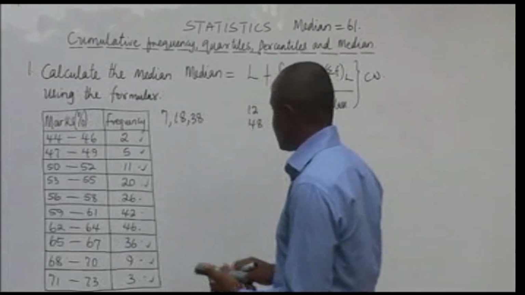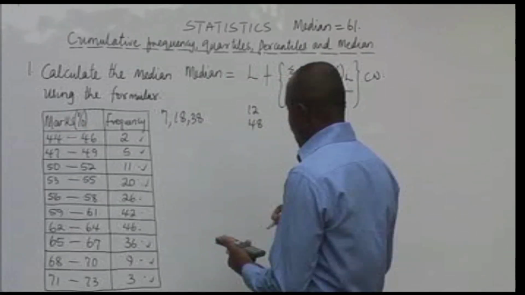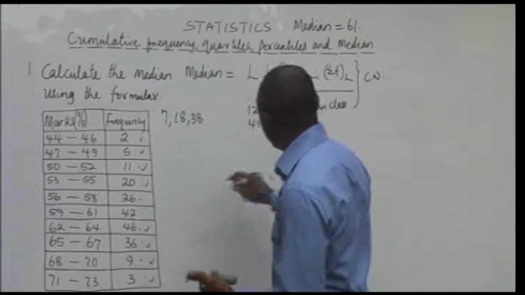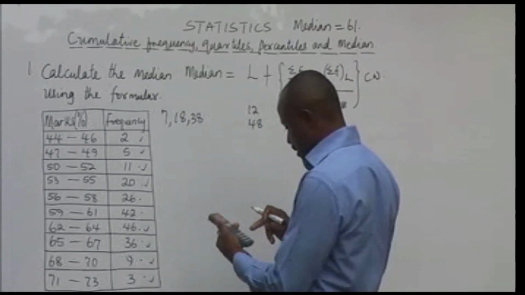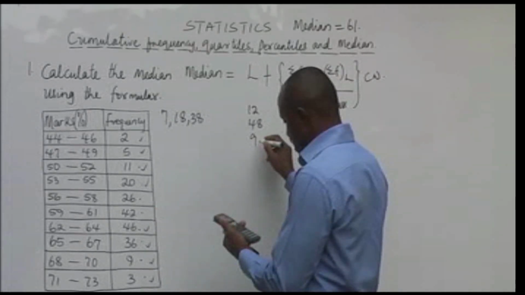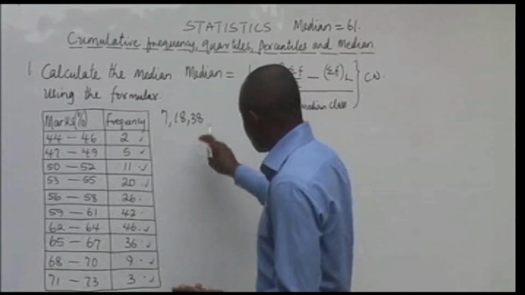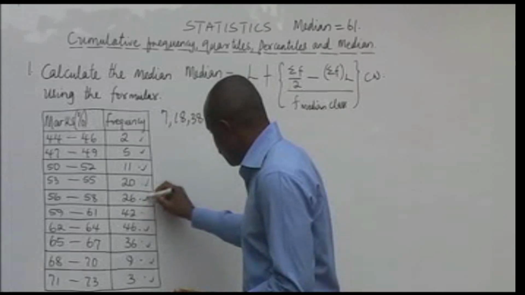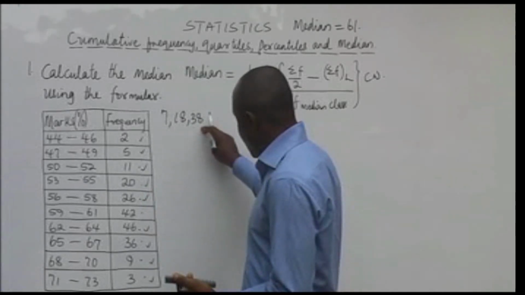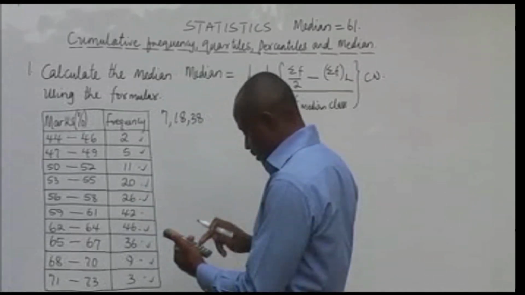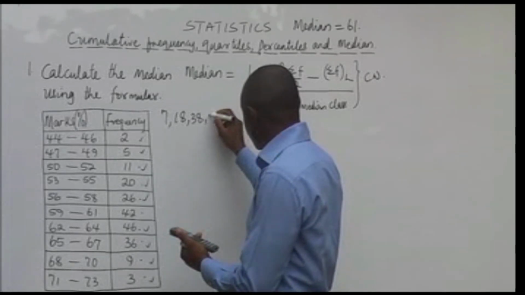You have added this. Now add this to 48. It's giving me 94. It's going closer to 100 now. So let's add the next to this. 38 plus 26. Here I have 64.